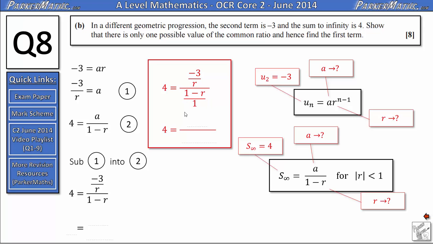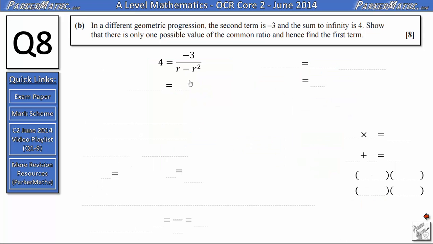And the rule for dealing with a 4-level fraction is you multiply top and bottom together. So negative 3 times 1 is negative 3, and you multiply the two middle terms together, which I'll write using brackets to start off with. Next, I'll expand out this bottom line, so I get 4 equals negative 3 over r minus r squared. From here, all we need to do is rearrange and solve the resulting quadratic.